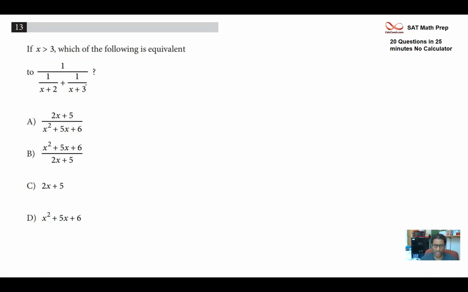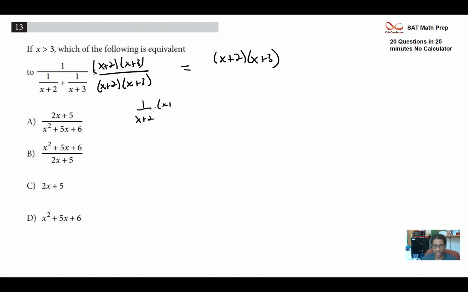We have a complicated looking expression, a fraction on top of a fraction. In cases like this, a good technique is to multiply by a common denominator. Don't just try to put these two together, but actually multiplying by the product of them will clear out the fractions. And so both numerator and denominator get multiplied by the product of x plus 2 times x plus 3. It'll turn your numerator into x plus 2 times x plus 3. In the denominator, if you have 1 over x plus 2 and you multiply it by x plus 2 times x plus 3, you just get x plus 3.